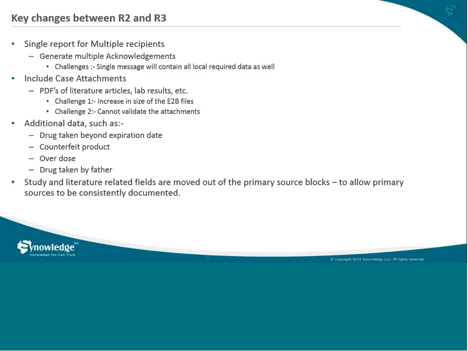And in R3, additional data has also been incorporated. For example, drug taken beyond the expiry date, whether it is a counterfeit product, and information such as overdose. As of now in R2, if a mother takes the drug, that can be tracked, but in R3, even drugs taken by the father will also be tracked. Study and literature data are now moved out of primary source blocks, so this can be repeatable and consistently documented as well.